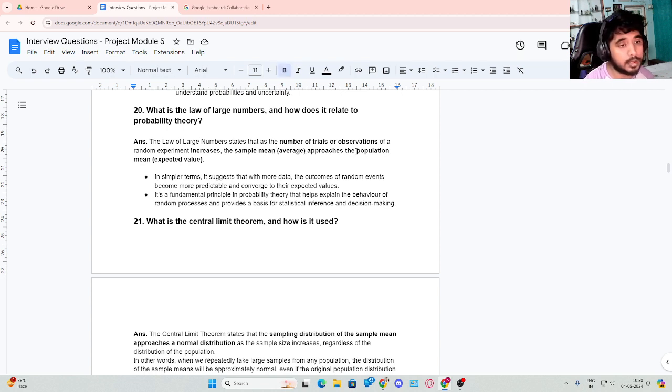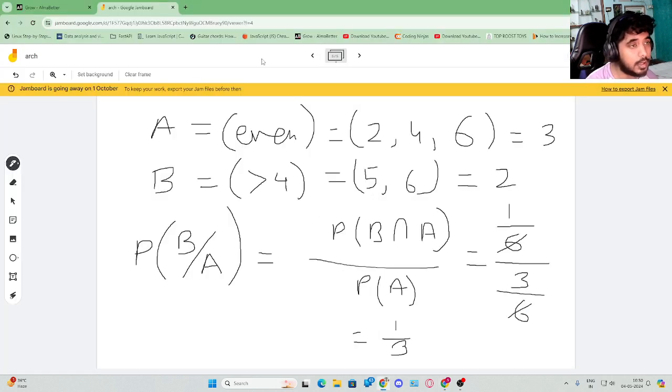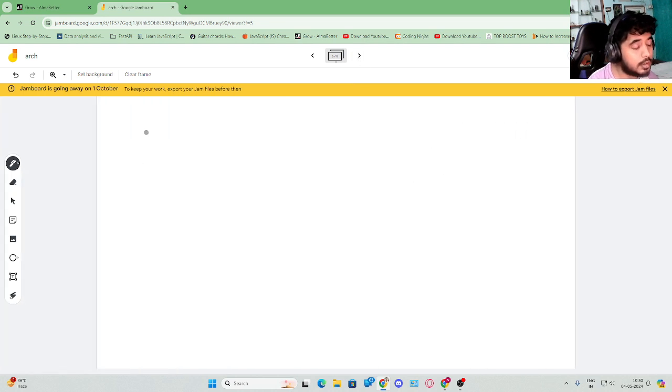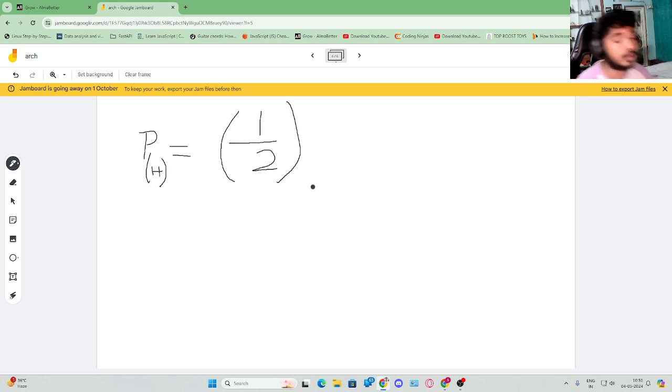And what is the population mean? It is the theoretical mean, the expected value, which is the average value of all the elements in the population. So according to the law of large numbers, let's say we are doing a fair coin toss. The probability of head is equal to 1 by 2, because there is only one favorable outcome, which is 1 head, and there are two outcomes, head and tail.